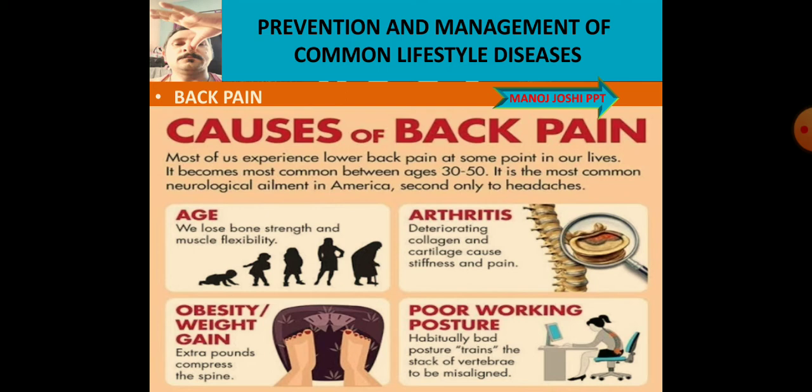Habitually bad posture trains the stack of vertebrae to be misaligned. As we know, the posture is the proper alignment of the body. So the joints and the bones of the vertebrae, or the vertebral column, are misaligned, or the alignment of the vertebrae is, we can say, disturbed.